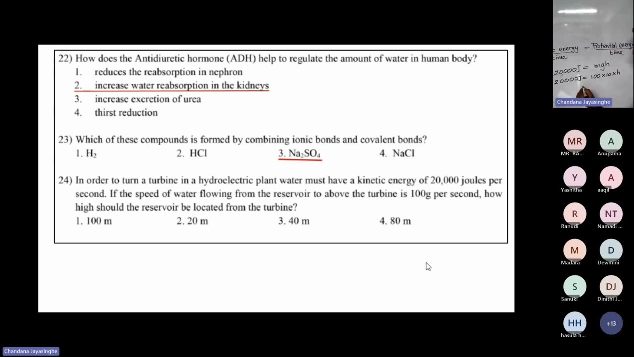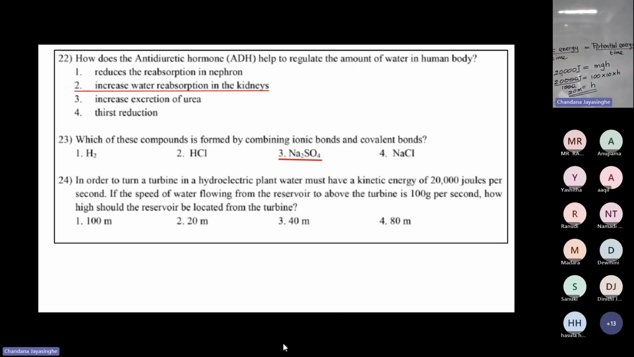Now here we make H the subject. H means 20,000 divided by 100 multiplied by 10, which is 1000. Finally the value comes to 20 meters. Okay, that's another answer.